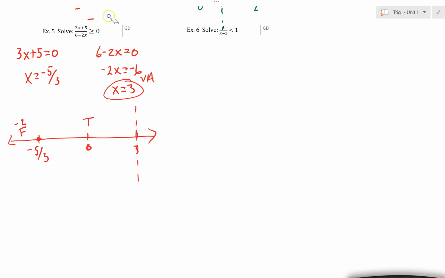And if I were to use a 4, positive 4, that's 12, that's 17. And 4 at the bottom is going to give us negative 2. And so it's a negative number. That can't be larger than 0. So this is false. We can include negative 5/3, but we can't include 3. That would be our solution to this interval.